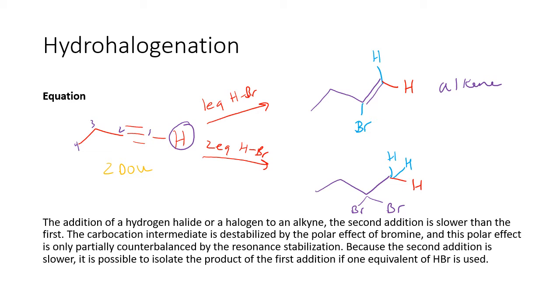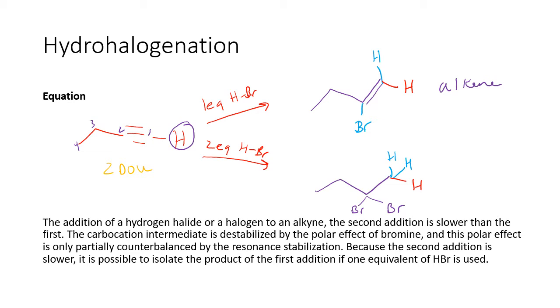So why this works, that the addition of a hydrogen halide like HBr to an alkyne can give different products depending on whether we use one equivalent or two equivalents, is that the second addition in the reaction is slower than the first. So we have a slow second step and a fast first step.